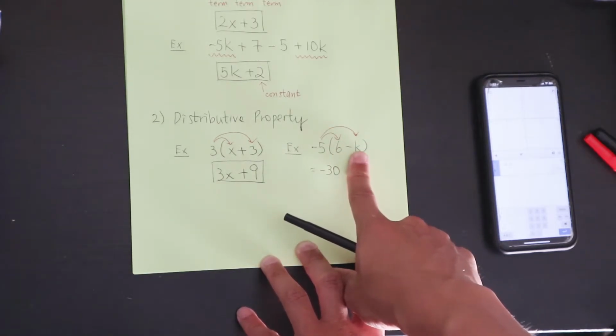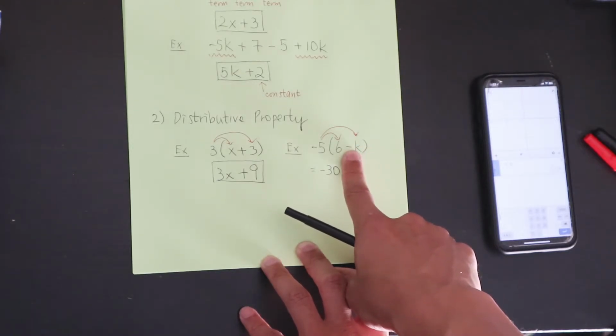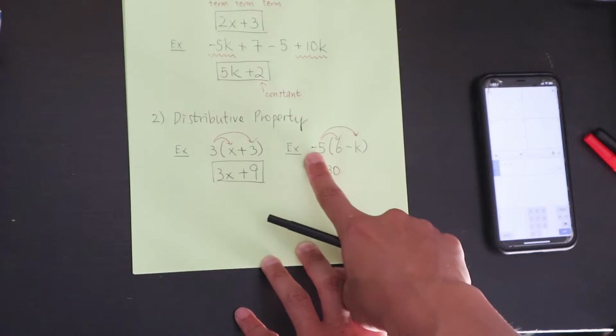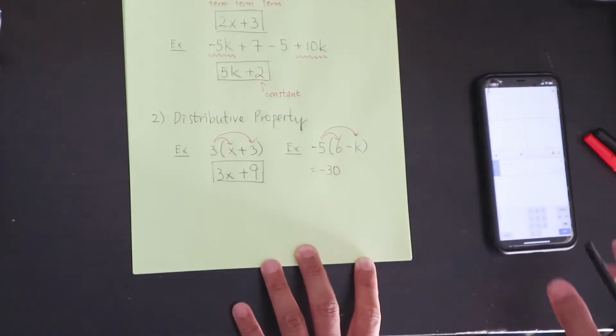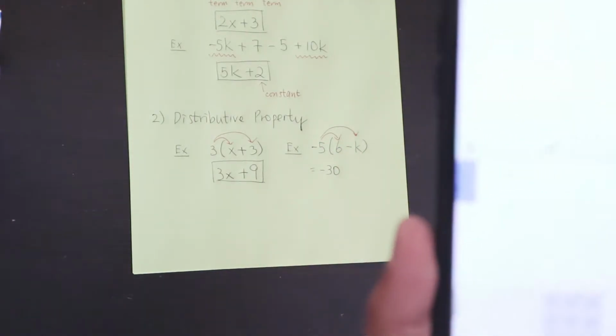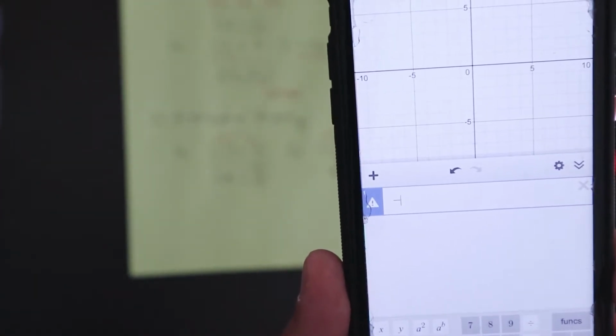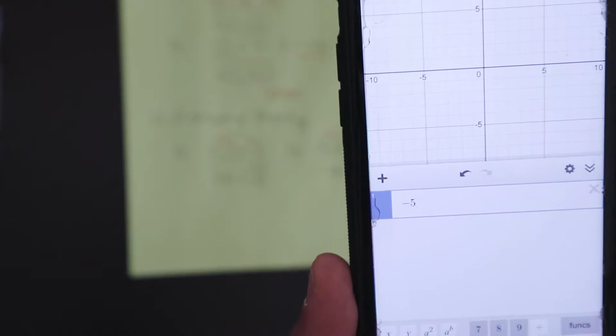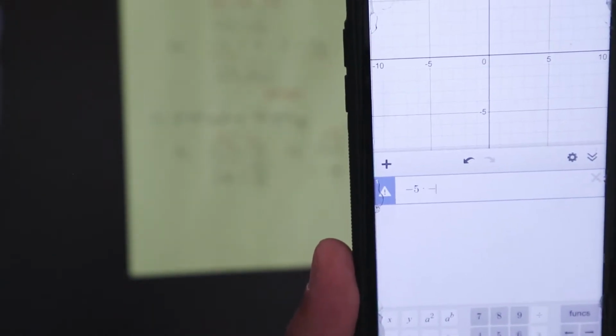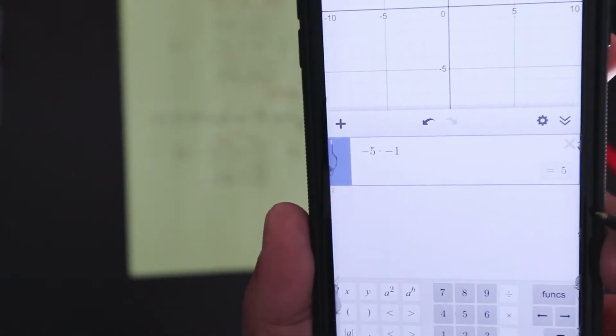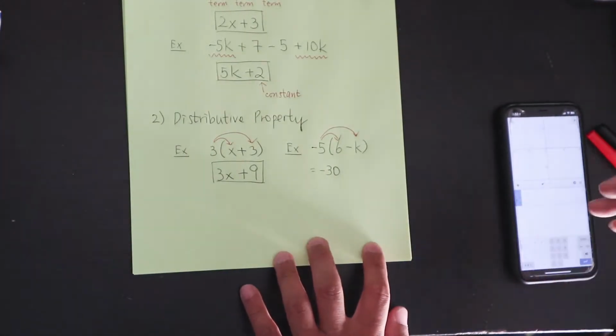Well, again, you can't really type in a letter in decimals, so in front of k there's an invisible -1. So you do -5 times -1. So what is -5 times -1? I'm going to use a calculator. -5 multiplied by -1 like this, and you'll get +5 right there. So that means you're going to put +5.